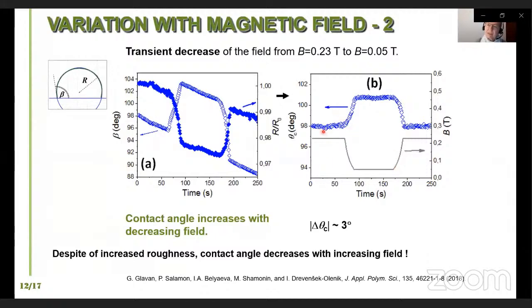So we put a droplet on the surface when the surface was exposed to a magnetic field. Then we removed the magnetic field, applied it again, and we can see here is a jump up. So the contact angle increases when the magnetic field is lower. So the effect is just opposite to what one would expect.